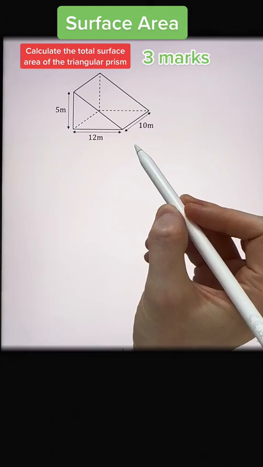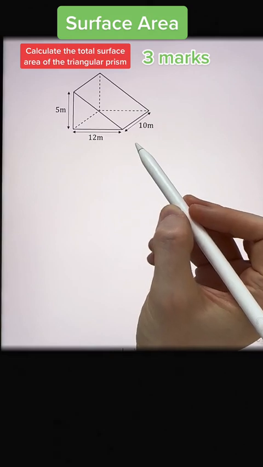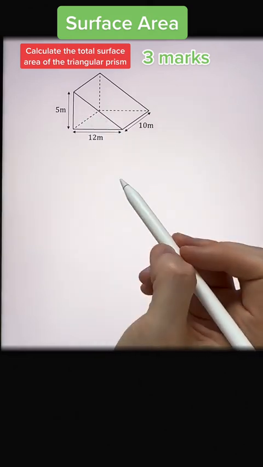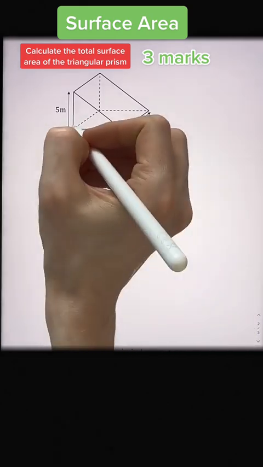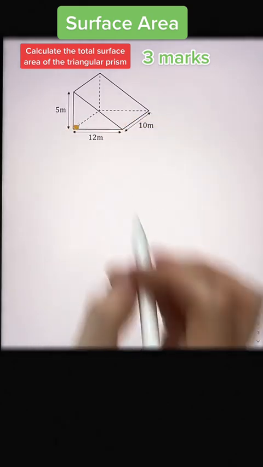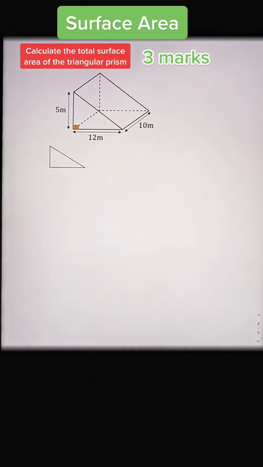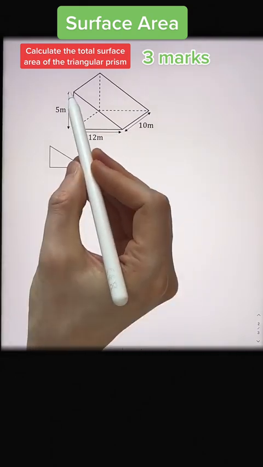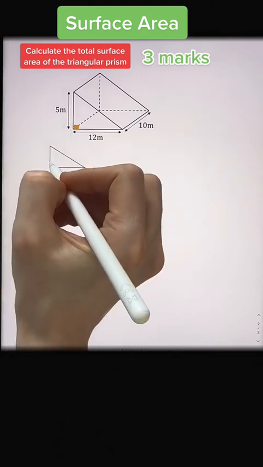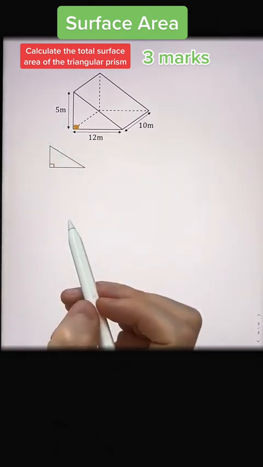Here I'm asked to calculate the total surface area of a triangular prism. In order to calculate the total surface area, I've got to work out the area of each of its faces and add them all together. Here on the front, I can see I've got a right angle triangle. In order to calculate the area of a right angle triangle, I know it's simply the base times the perpendicular height and divide by 2, because I know a right angle triangle is half of a rectangle.